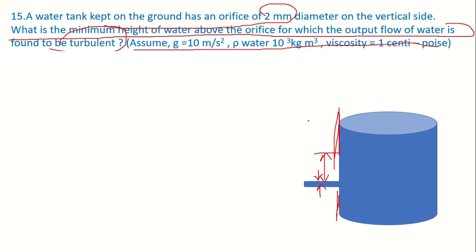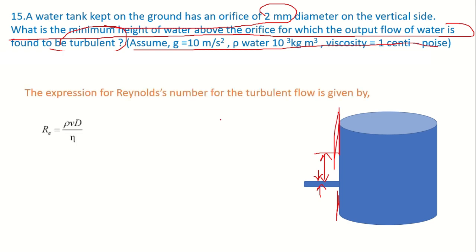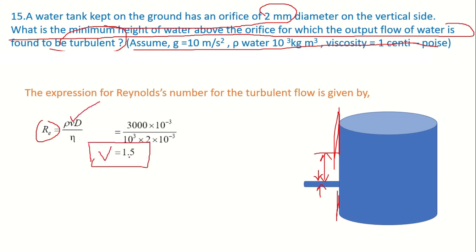To know whether the flow is turbulent or laminar, we have to calculate the Reynolds number. Reynolds number is equal to rho Vd by nu. In the question it is said that the flow is turbulent, so the Reynolds number should be more than 2000. So it is 3000. I am keeping the Reynolds number here and taking all the values, and I am finding out V. So V is equal to 1.5.